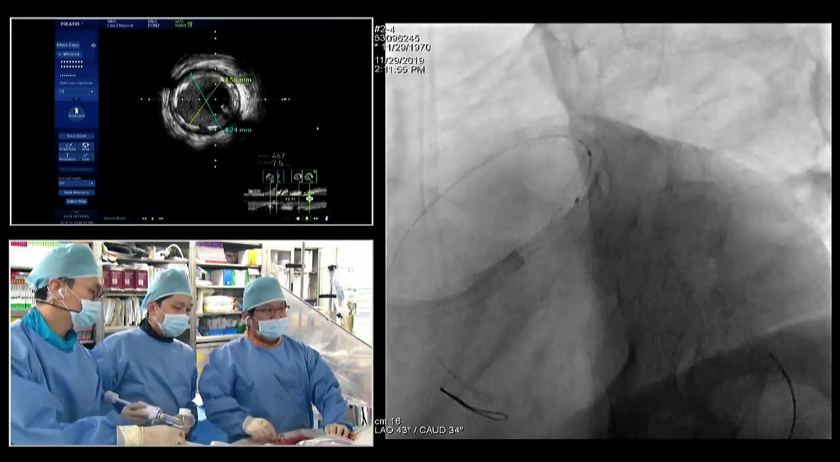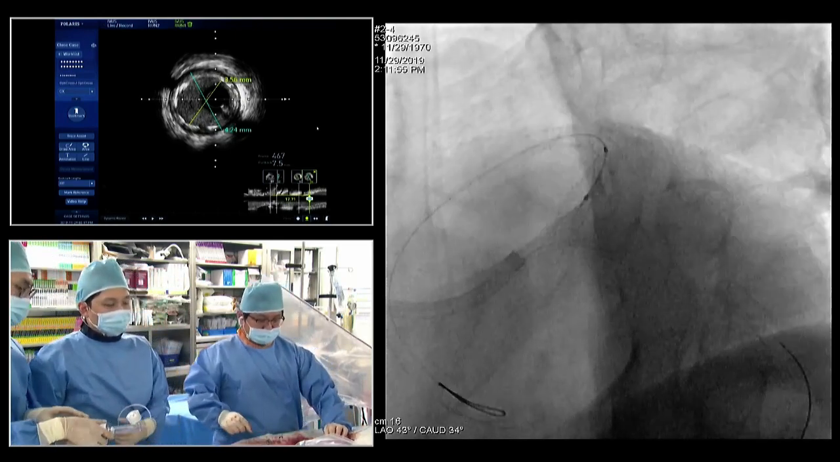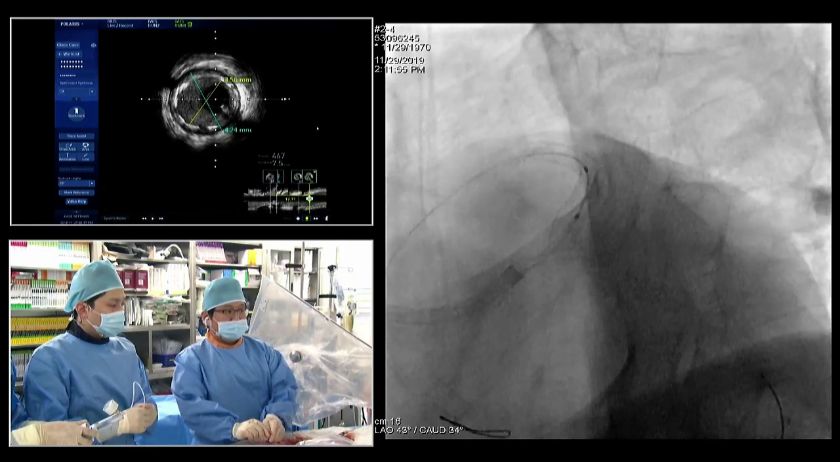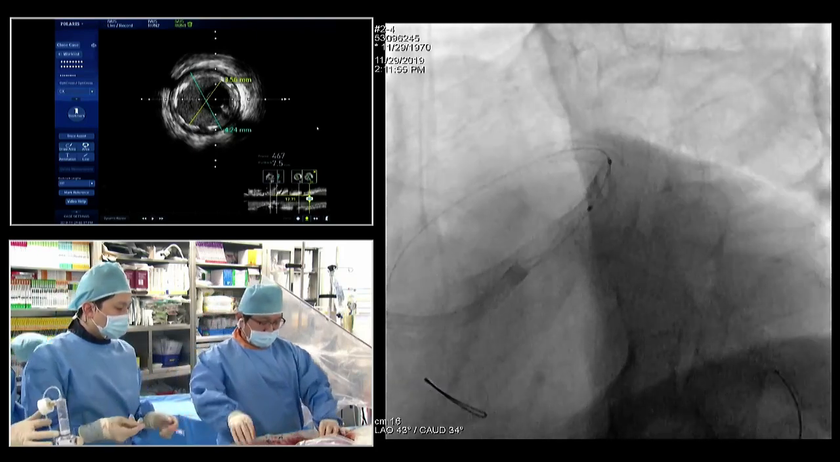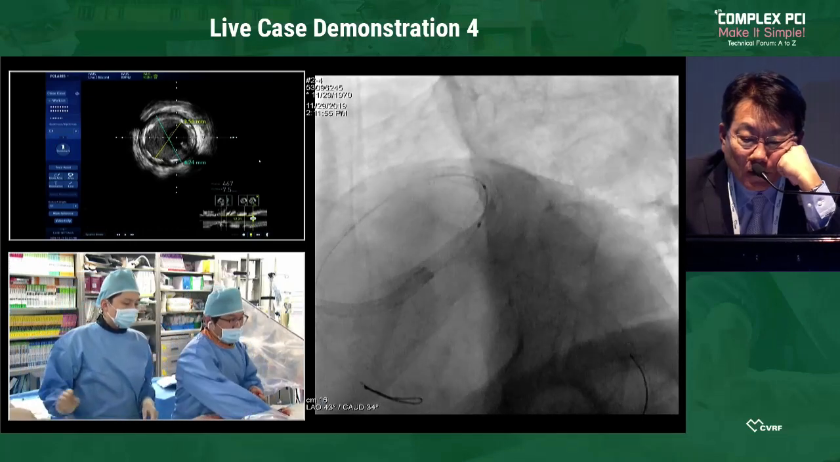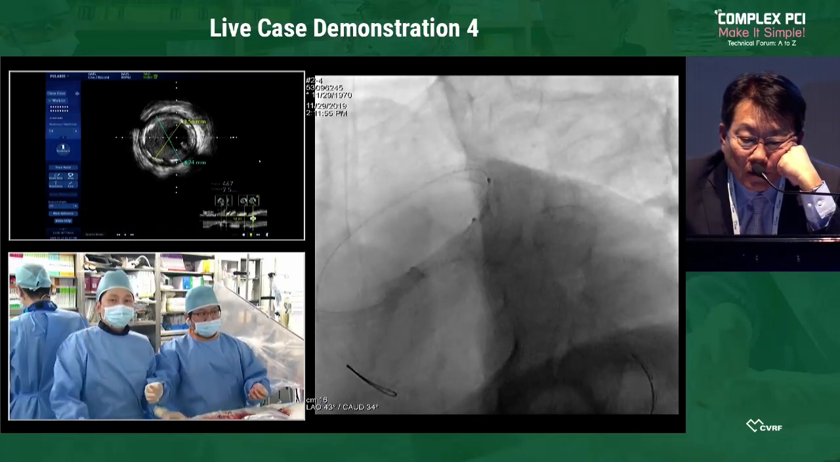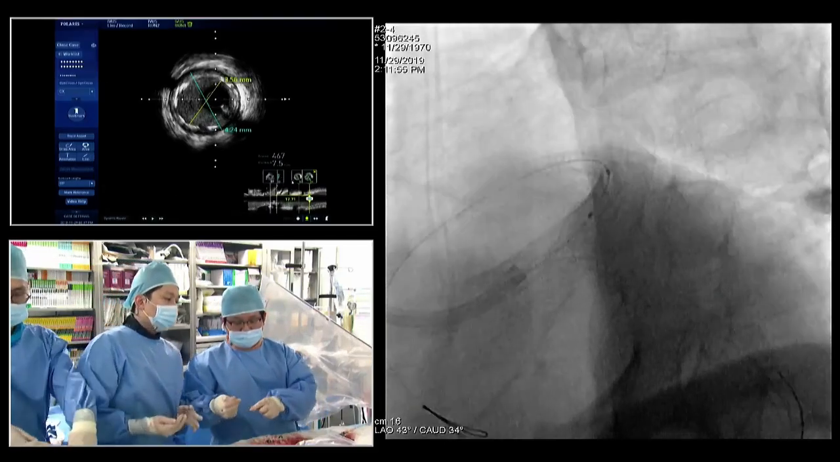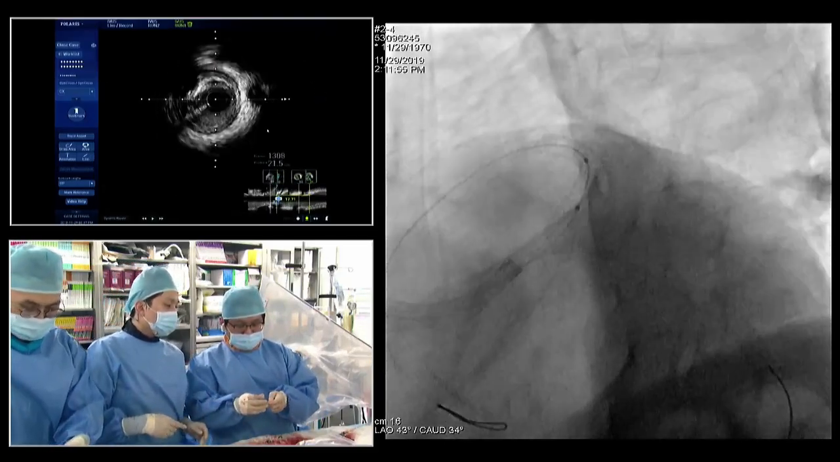3.25 high pressure balloon, please. 2.5 balloon. I already applied the 2.5 balloon to the circumflex, and then I'd like to apply the high pressure balloon for the circumflex ostium, 3.25. Based on Dive's finding, yes.